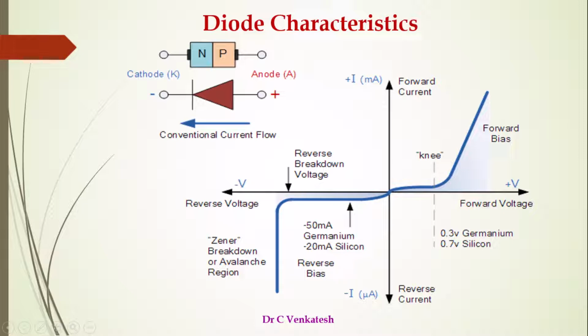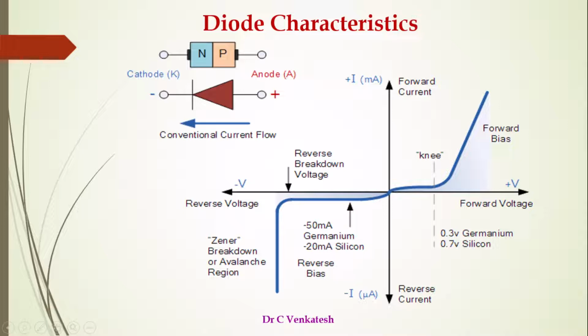Forward bias or forward characteristics. The diode is connected in the forward biasing mode. That is, P type is connected to the positive terminal of the battery, N type is connected to the negative terminal of the battery. Once the connection is made, the depletion layer decreases. See, from the origin up to 0.7 volt for silicon and 0.3 volt for germanium, there will be very minimum current.